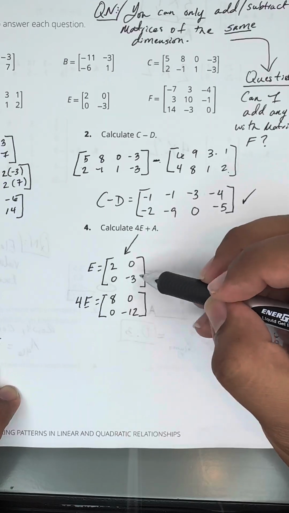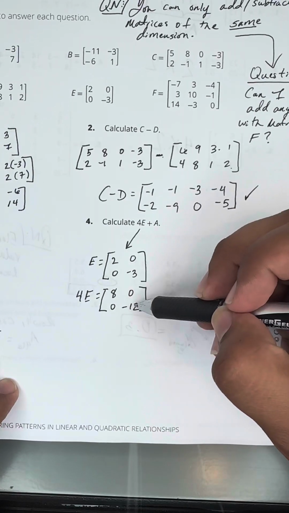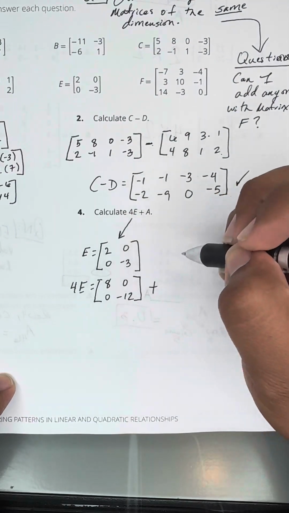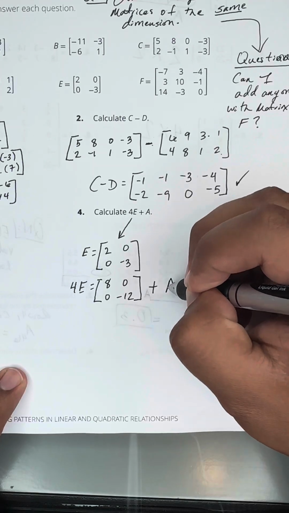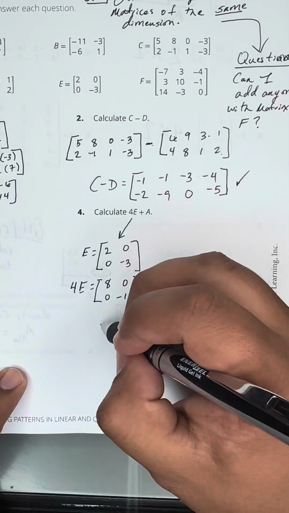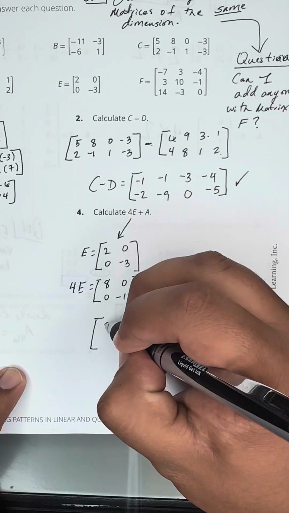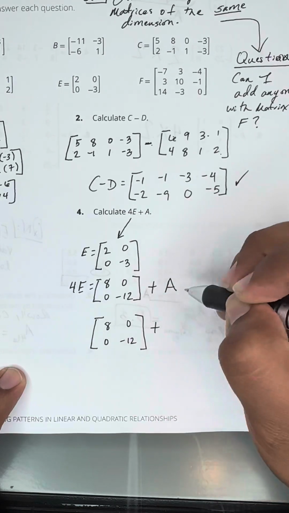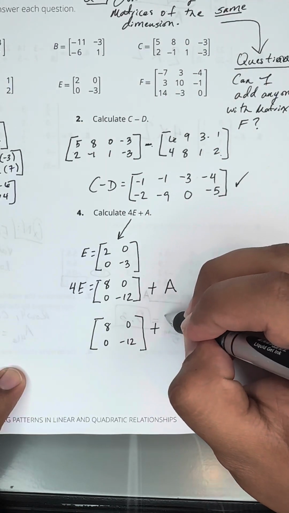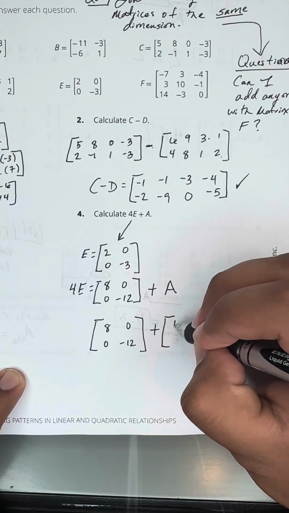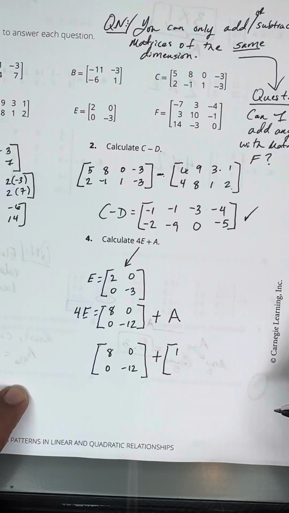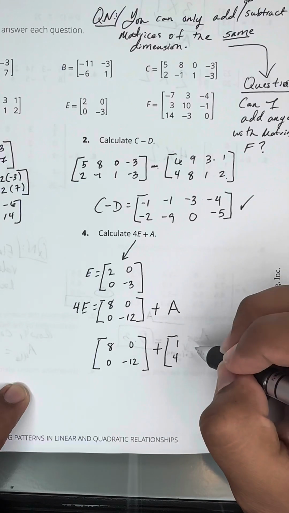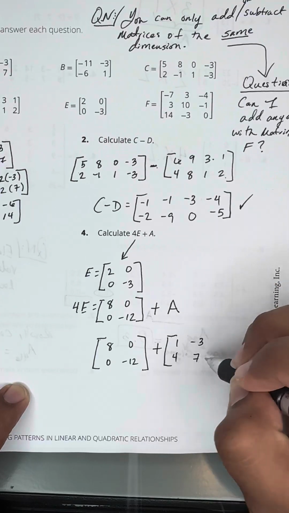Again, you could do the extra step where you're showing your work. I just went on and just started multiplying real fast. Plus my A matrix. Okay, here we go. Bringing down this matrix: 8, 0, 0, negative 12. Plus my A matrix, 2 by 2. I had to make sure you can see the video. Okay, we're okay. 1, 4, negative 3, 7.